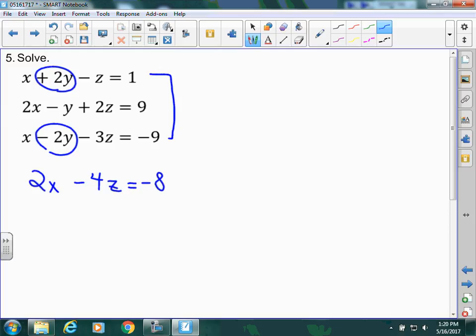So I just put these two lines together, okay? And that's what I get. And the happy thing is the y's canceled. So I'm down to two things I don't know, which is really nice. But I need another one like this, okay?